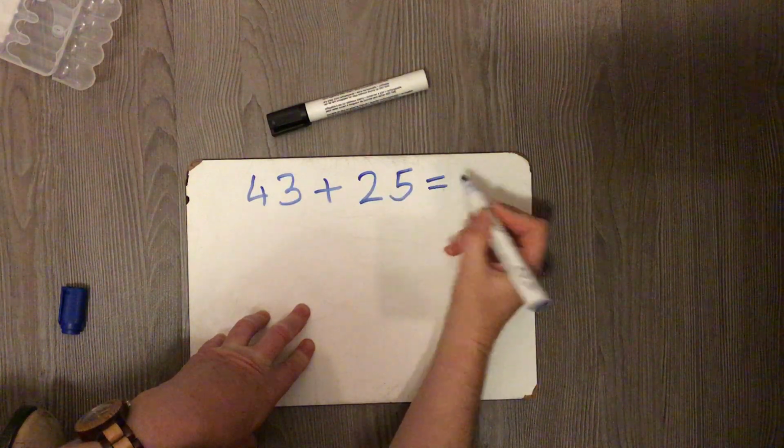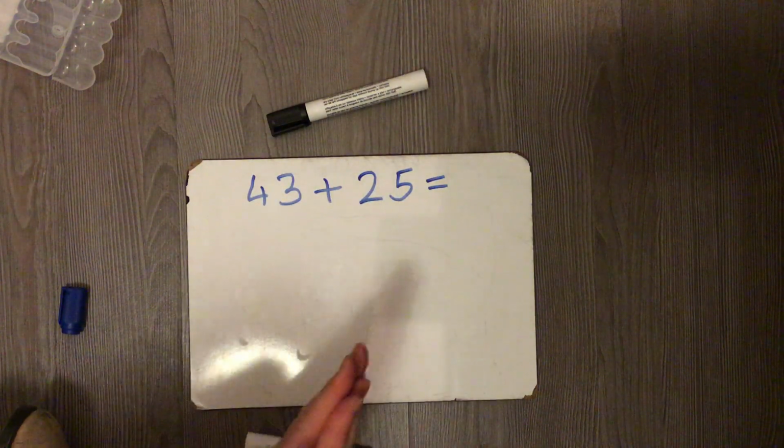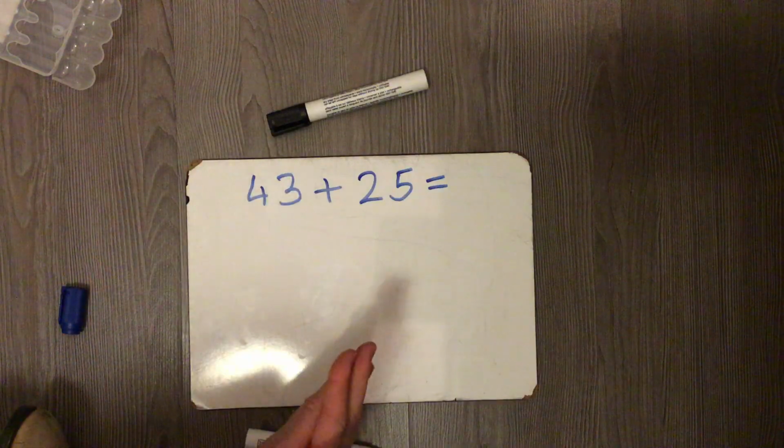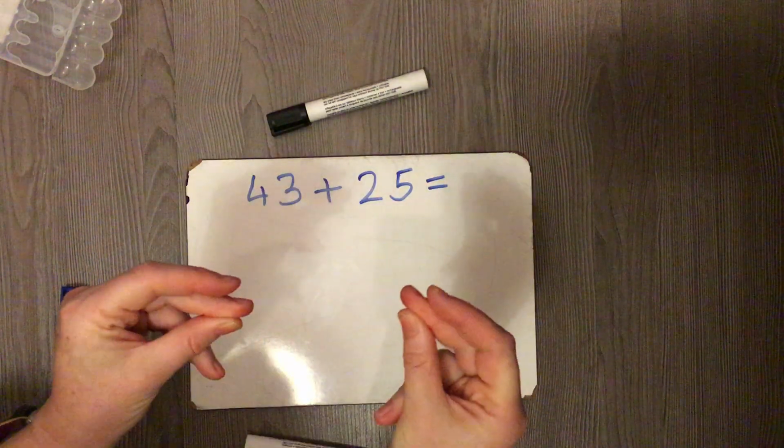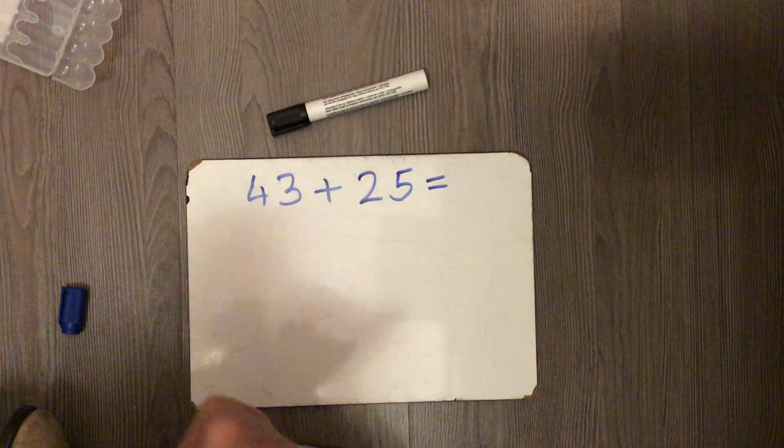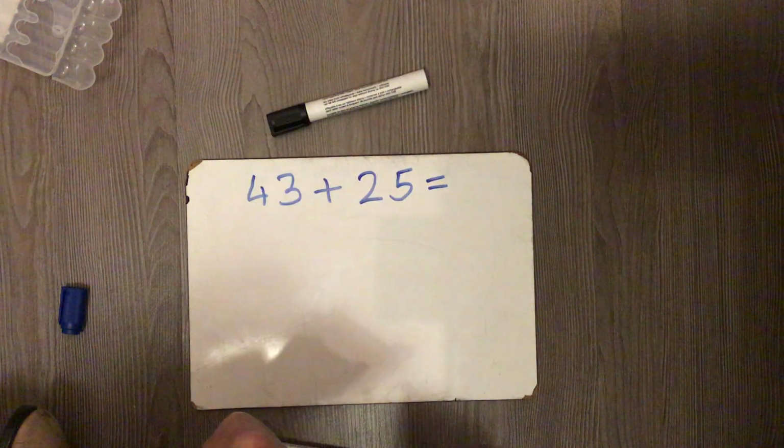43 plus 25. All right. I want you to pause the video and give that a go. All right. When I click my fingers. Go. Fantastic. Did you give that a go?